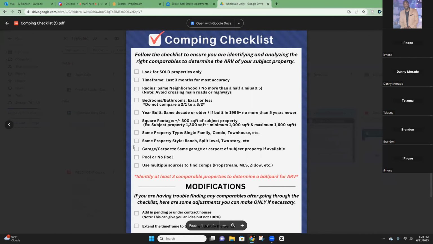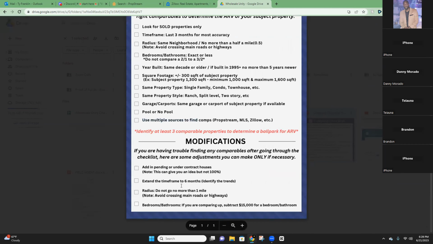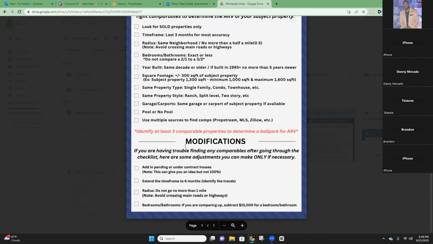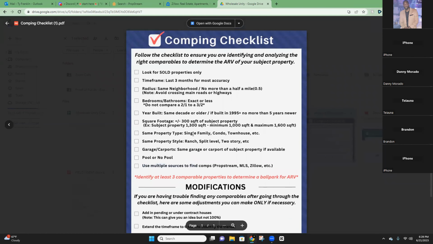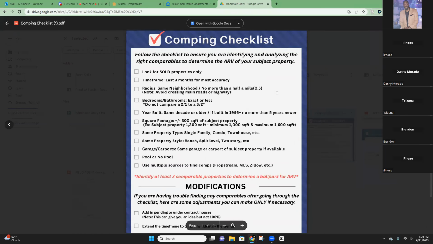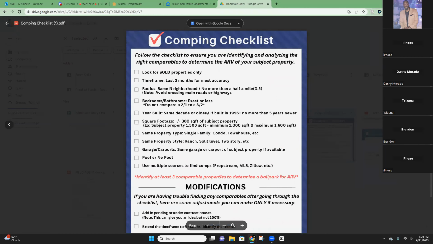And then, like I said in the beginning, use multiple sources, right? And then there go the modifications, and we went over the modifications as we went through this. So this is the checklist. These are all the things you need to do. Once you put all these filters, all these criteria in, then you're going to be able to see what properties show up that fit that criteria, that match your specific property. Any questions about this? Any of it?